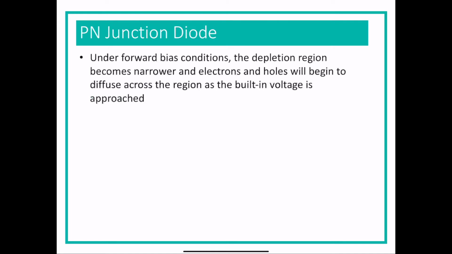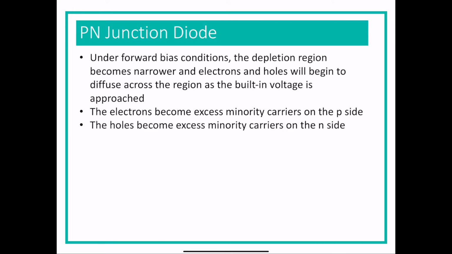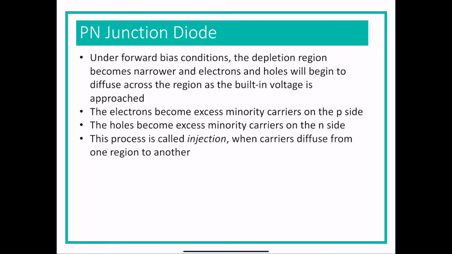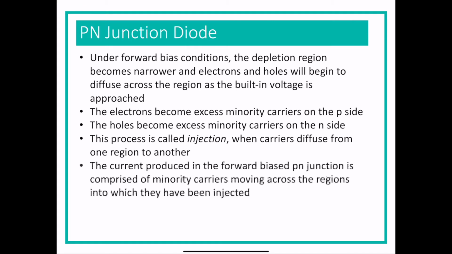What ends up happening is the electrons go from the N side, where there are majority carriers, and they diffuse over to the P side and become excess minority carriers. The same thing happens with the holes. They diffuse into the N region and become excess minority carriers on the N side. This is something known as injection. This is when carriers diffuse from one region to another. There is current that is produced when the minority carriers move across the region into which they've been injected. That's the actual current that's flowing when the diode is forward biased.